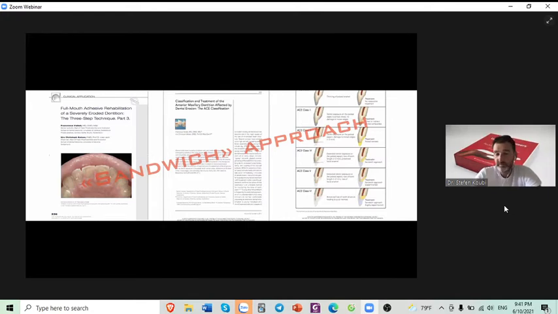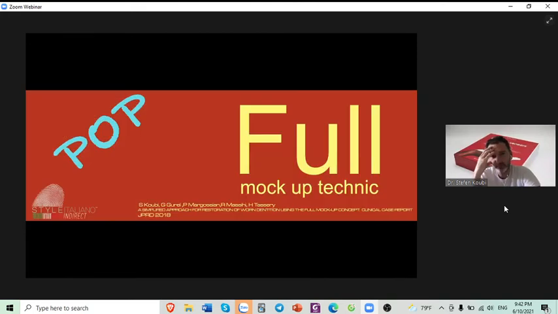So the technique was just amazing, and it was a huge plus in the dental community. Let's say the disadvantage from my point of view as a teacher was easy access for this technique. So that's why we came with this third way, let's say, which is what we have called the full mock-up technique.